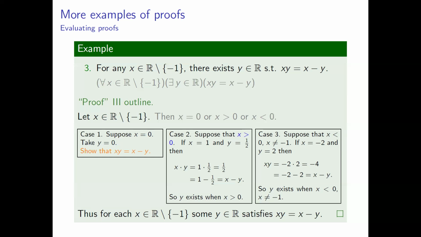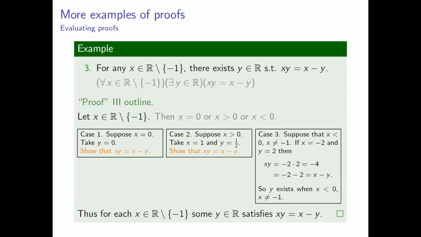In case 2, we assume that x is greater than 0. We take x to be 1 and y to be 1/2, which is clearly a real number, and show that for these values, xy equals x minus y. The last sentence is a recap of what has been proved, so we may omit this from the outline. Thus, in the proof of case 2, we begin by assuming that x is greater than 0, take x to be 1 and y to be 1/2, then show that xy equals x minus y.